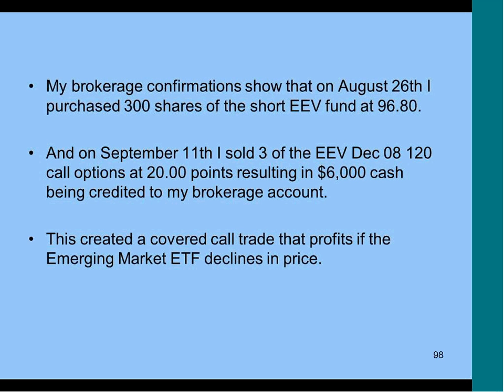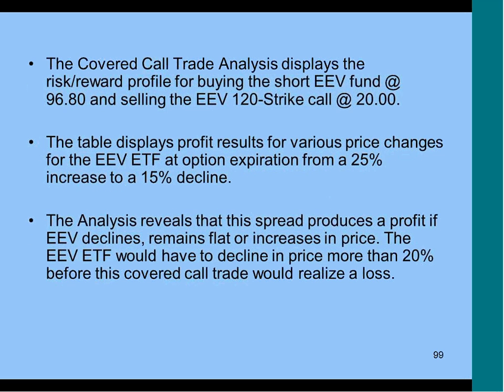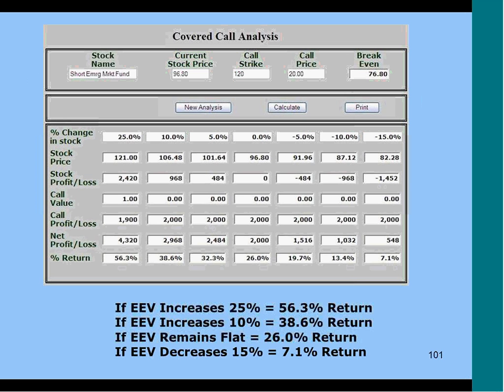And here's the covered call analysis for this trade. Again, buying the short emerging market fund at 96.80, selling the 120 strike call at 20 points, and this assumes various price changes in the short ETF from a 25% increase to a 15% decrease. And we can see that if the short emerging market fund goes up 25%, I'm going to have a 56% return. If it goes up 10%, I'm going to have a 38% return. If the ETF is flat at option expiration, I have a 26% return.